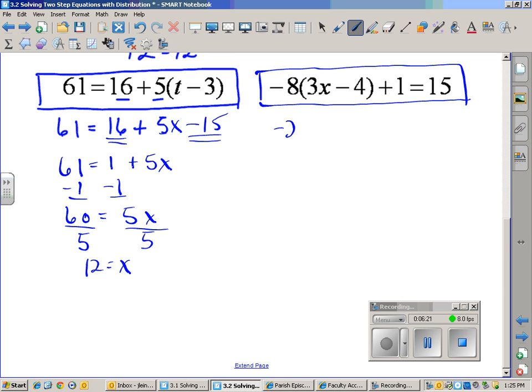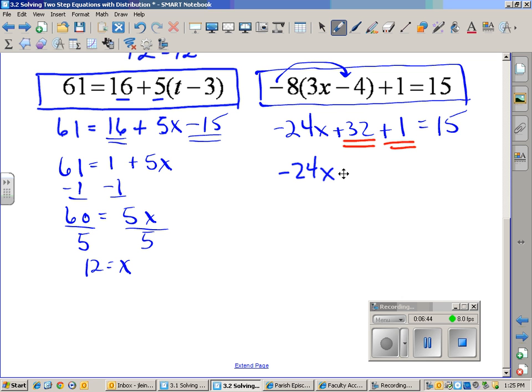Distribution, minus 24x plus 32. A negative 8 times a negative 4 is a positive 32. Here's the plus 1 that was hanging out, and 15. Before I do anything across the equal sign, I ask myself, are there like terms? Yep, there's one, and there's one. So I'm going to collect them and get a positive 33 equaling 15. I'm going to subtract 33 from both sides and get minus 24x is equal to, and let's see what 33 minus 15 is.